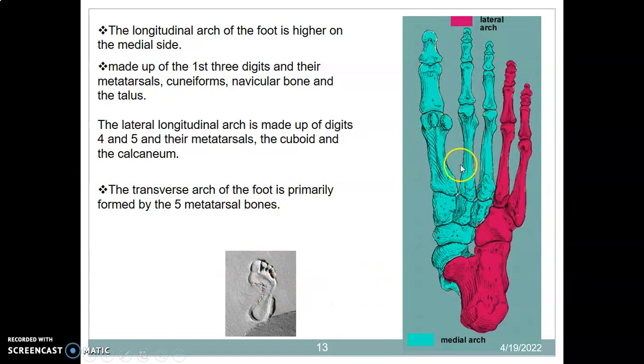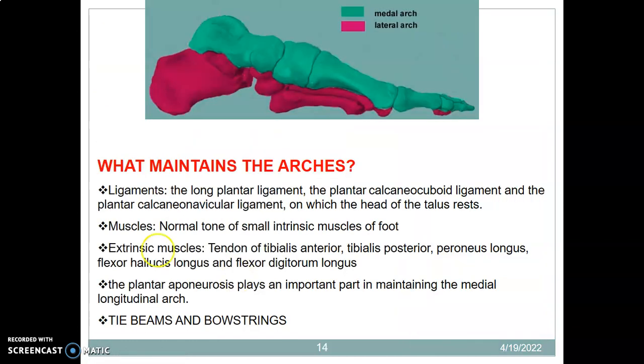So because of the higher medial longitudinal arc, that is why a footprint looks like this, because the medial aspect of the foot does not fully touch the surface of the ground. So the medial arc is higher. This is the medial arc, and the lateral arc is formed by the calcaneus, cuboid, and the last 2 metatarsals and digits. So what maintains these arcs of the foot?